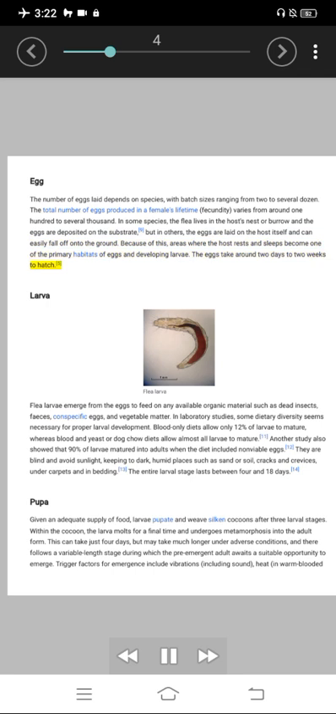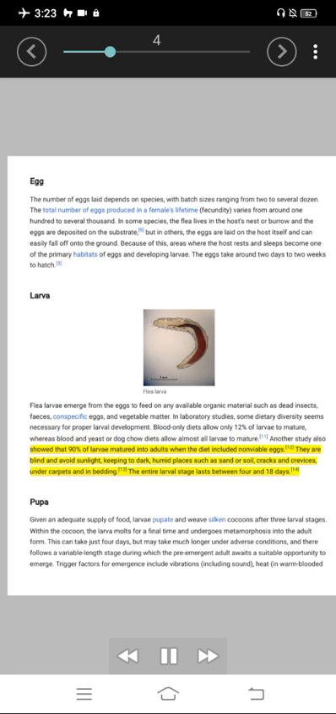Larva. Flea larvae emerge from the eggs to feed on any available organic material such as dead insects, feces, conspecific eggs, and vegetable matter. In laboratory studies, some dietary diversity seems necessary for proper larval development. Blood-only diets allow only 12% of larvae to mature, whereas blood and yeast or dog chow diets allow almost all larvae to mature. Another study also showed that 90% of larvae matured into adults when the diet included non-viable eggs.